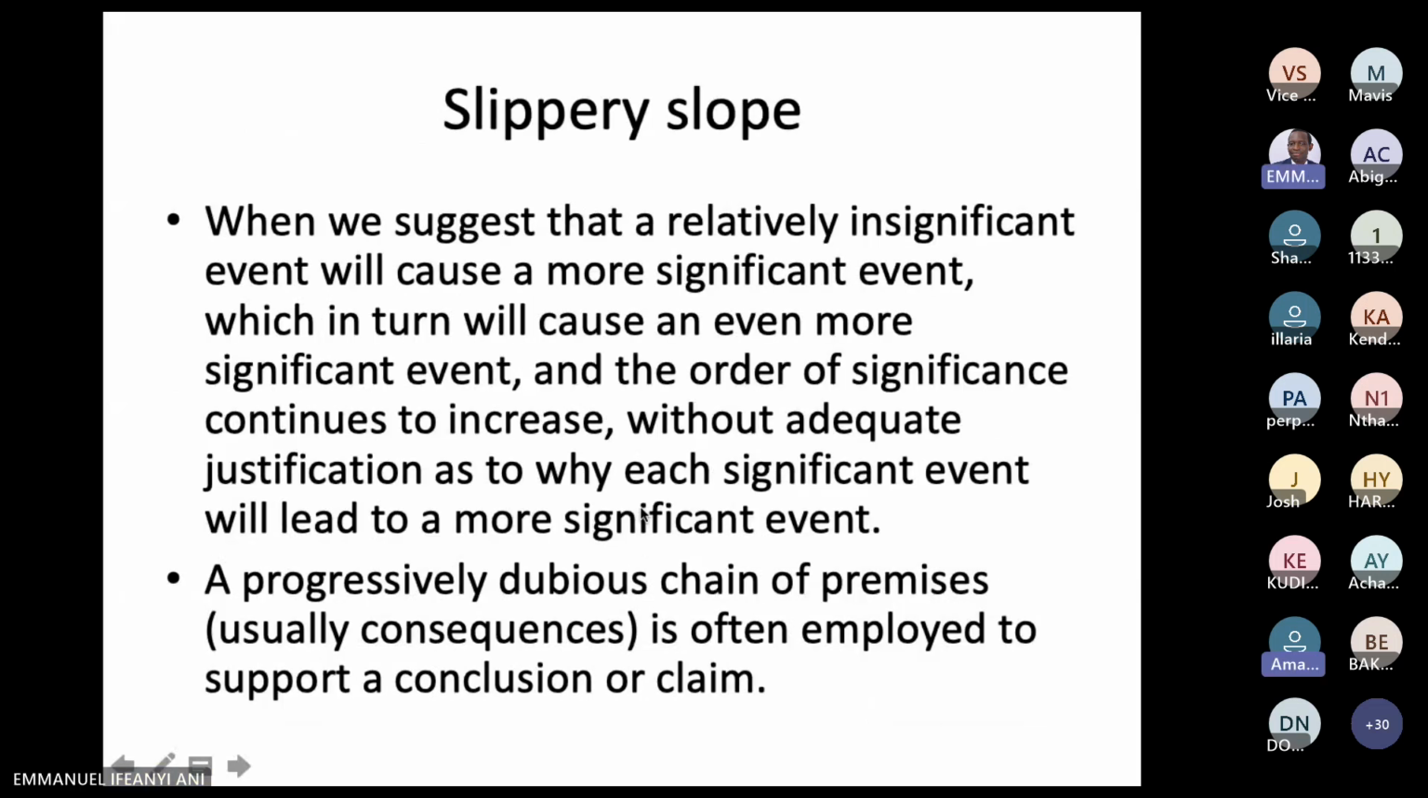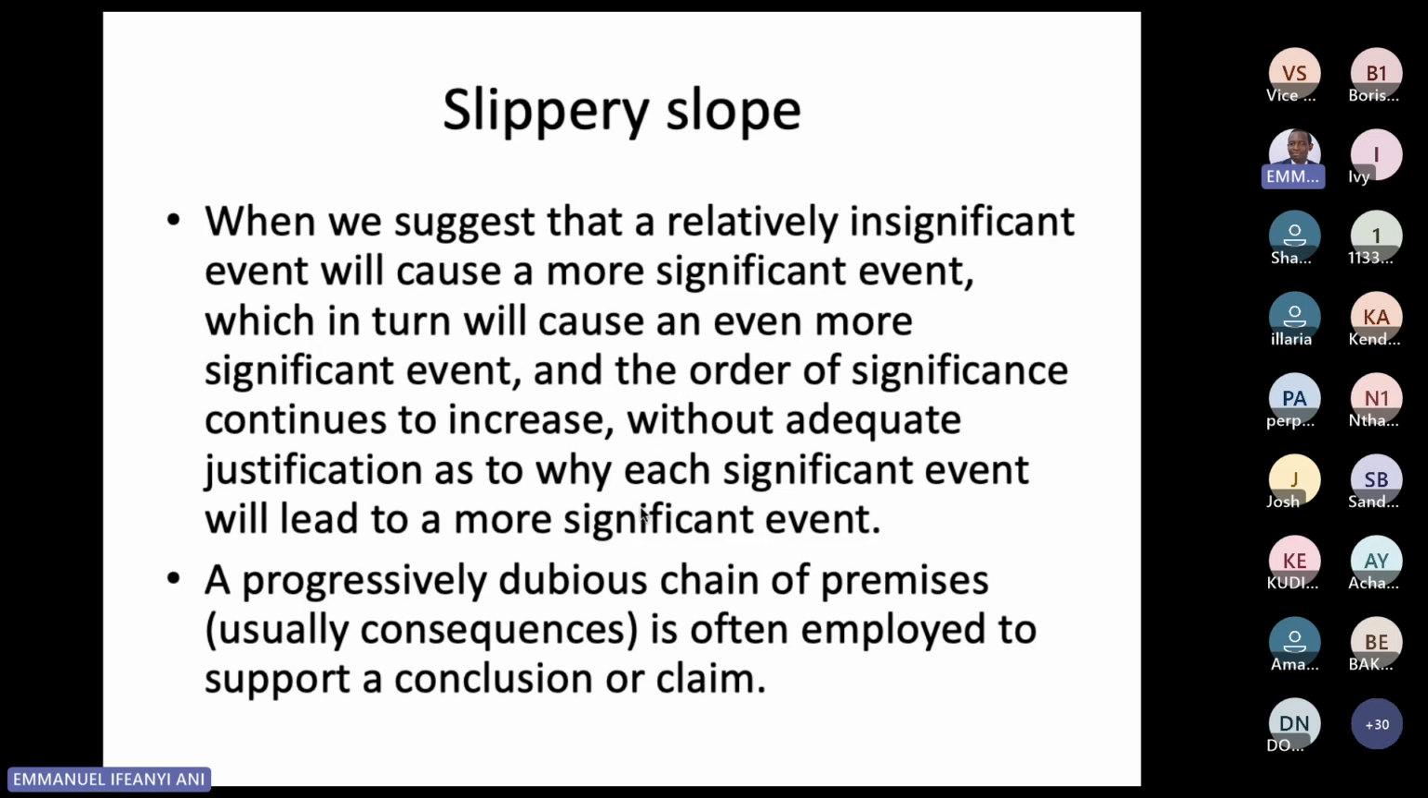Okay. Now let's look at slippery slope. Slippery slope is when we suggest that a relatively insignificant event will cause a more significant event, which in turn will cause an even more significant event, and the order of significance continues to increase without adequate justification as to why each event will lead to a more significant event. So a progressively dubious chain of premises, usually consequences, is often employed to support a conclusion or claim.